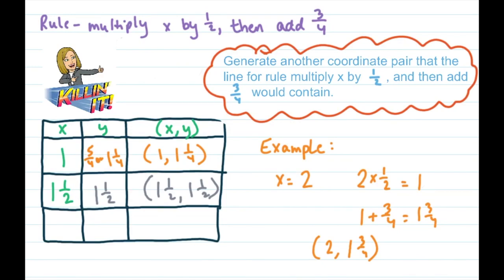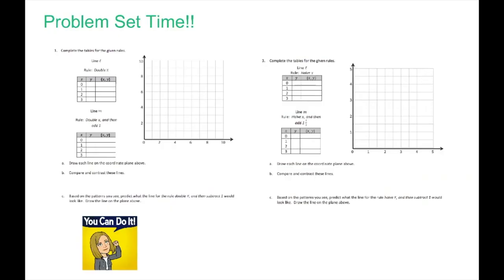Great job. There were a number of different ways that you could come up with your two coordinate pairs, but I would like to reiterate the fact that when we have mixed operations and we have multiplication mixed with adding or subtracting, the rule no longer stays that they pass through the origin. Also, you can create parallel lines with multiplication, but you would need to add or subtract in there as well. Let's keep going. It is problem set time.